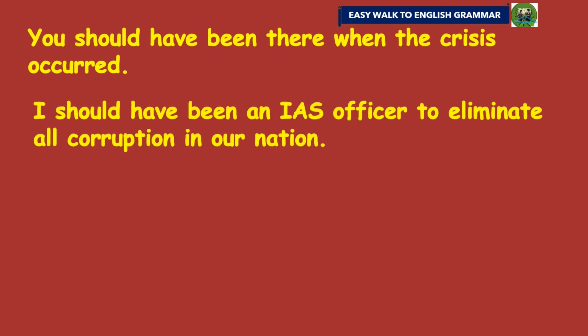Coming to the next sentence, I should have been an IAS officer to eliminate all corruption in our nation. I am not an IAS officer now, but I should have been an IAS officer. That was my duty, that was my obligation, that was a necessity. If I had been an IAS officer, I could have eliminated all corruption in our nation. Unfortunately, I am not an IAS officer now. I should have been an obligation, a necessity, a duty that should have been in the past, that should have happened in the past.